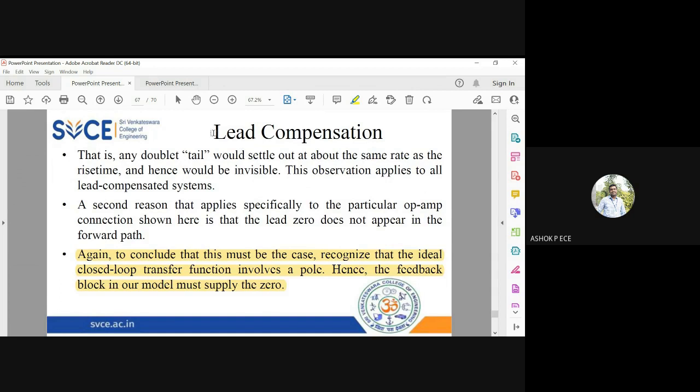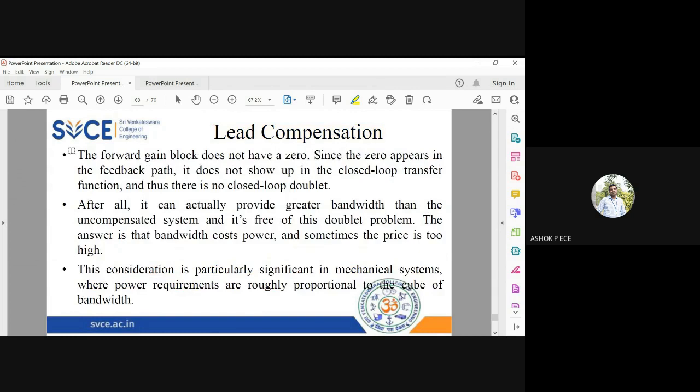To conclude, this is the case which requires an ideal op amp. Whatever additional networks you add to your op amp should not disturb the functioning of the op amp. The forward block should not have zero gain, and the feedback path should be providing the correct amount of negative feedback. Bandwidth is power consuming and the price is too high. This is a particular case of a mechanical system where the power requirements are very high.